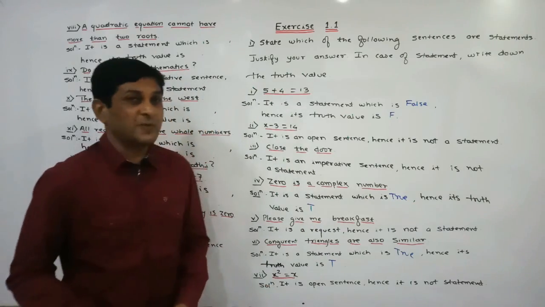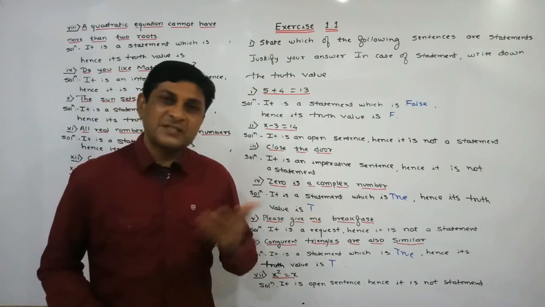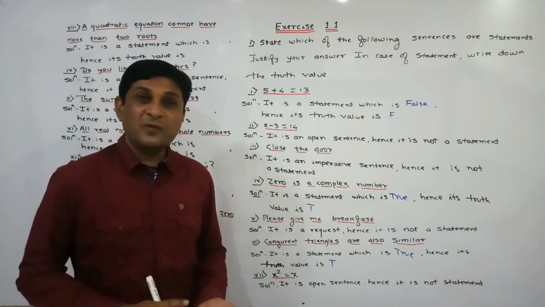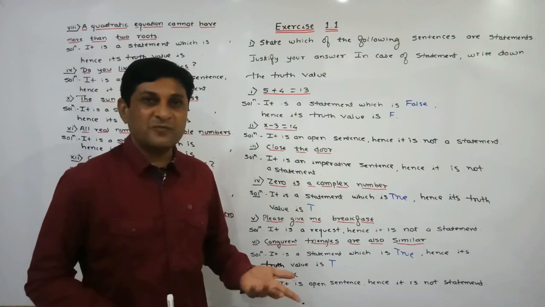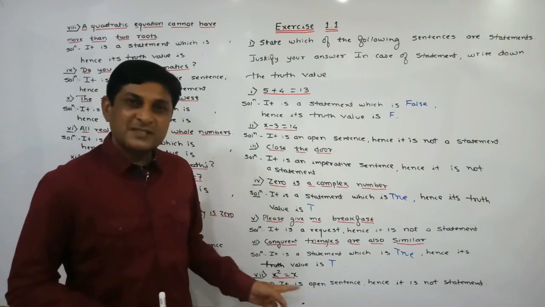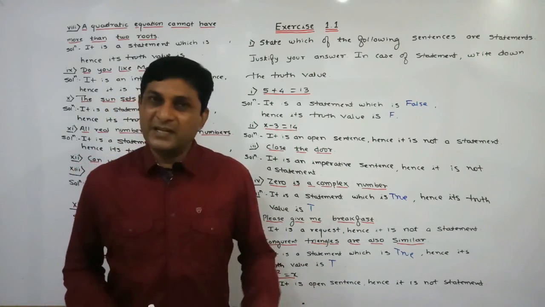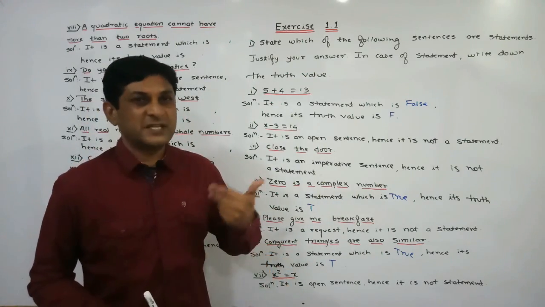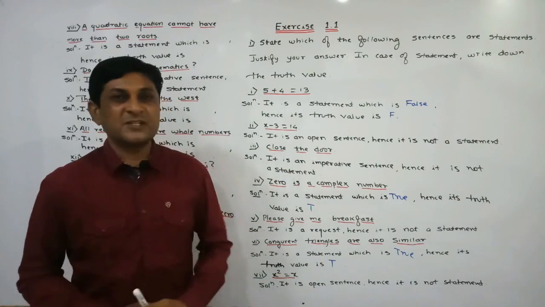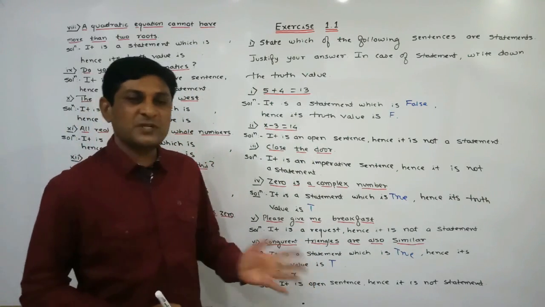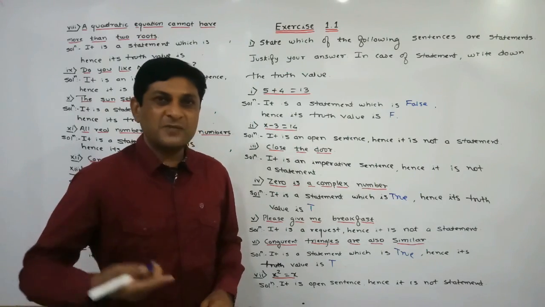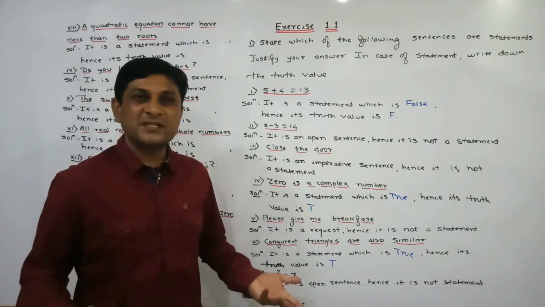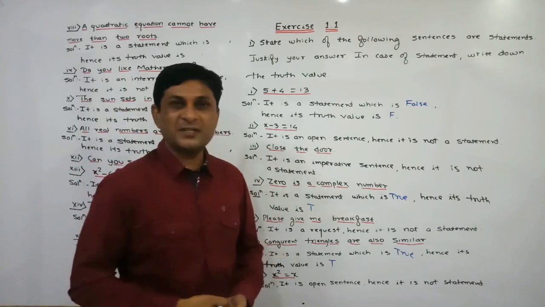x square is equal to x. For some real numbers this condition is satisfied. For 0, 0 square is 0. For 1 also it is satisfied; the square of 1 is 1. So for these two numbers the condition is satisfied, but for other real numbers it is not. Means for some numbers it is true, and for some numbers it is false. Since the truth value is varying, such types of sentences are called open sentences, and since it is an open sentence, it is not a statement.